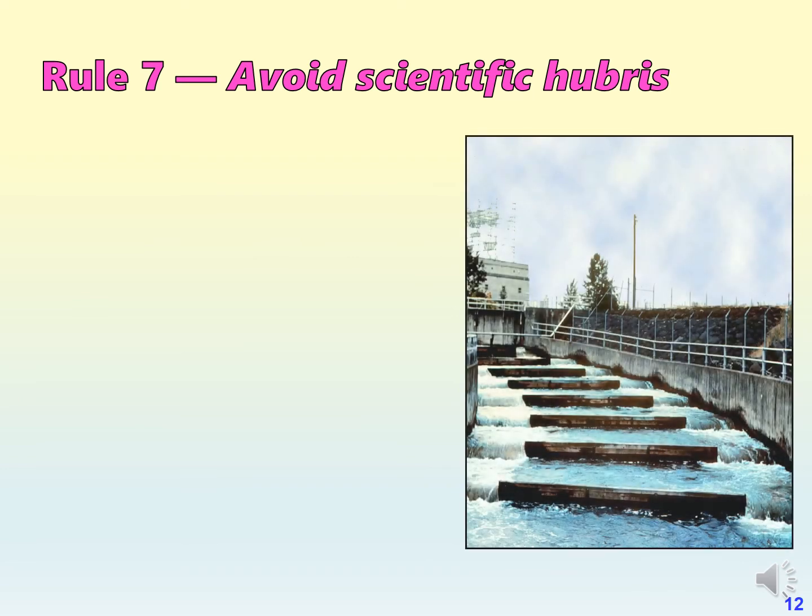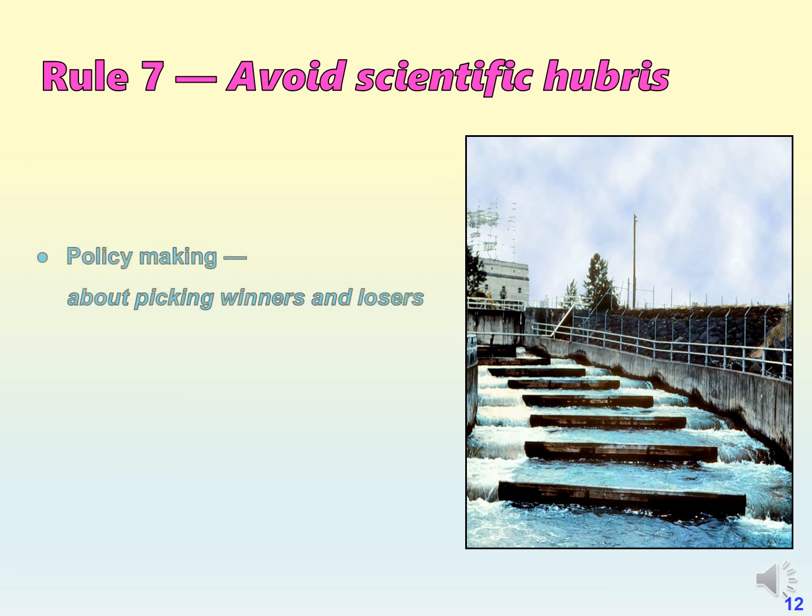Final rule, Rule 7, avoid scientific hubris. Scientific hubris or technological hubris is really the idea that all of a sudden a tool or technique or an approach comes online that's going to solve the problems. It rarely happens. Policymaking is all about picking winners and losers.